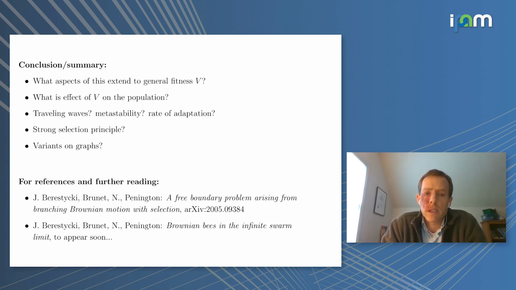Is there a strong selection principle? That's this phenomenon where the large N and large T limits commute. And one can consider interesting variants of this on graphs, so processes that are random walks on graphs with a certain fitness landscape.